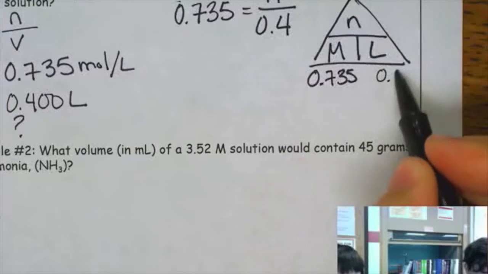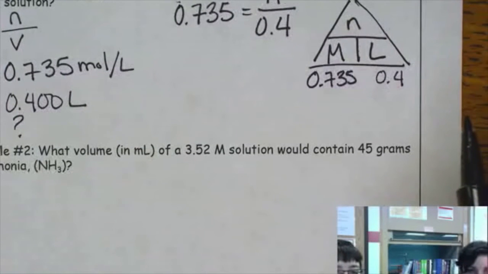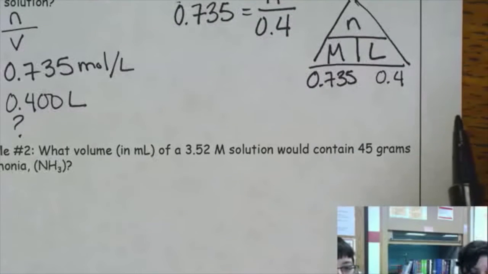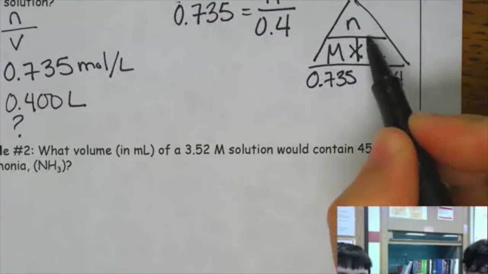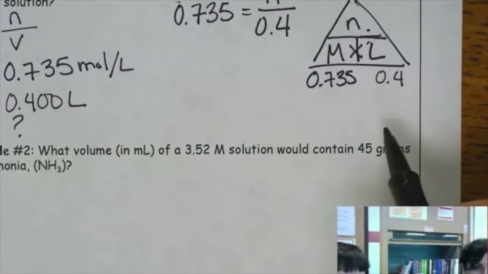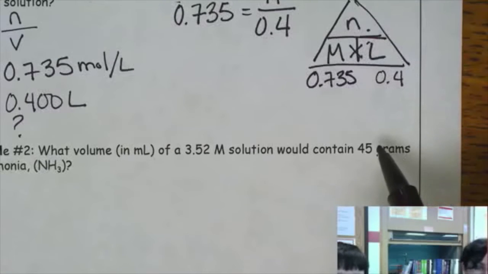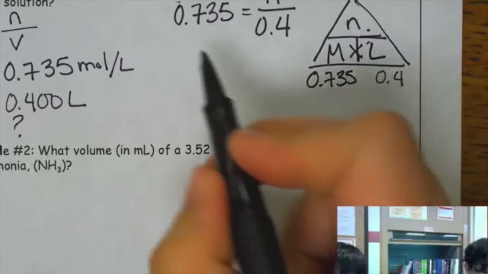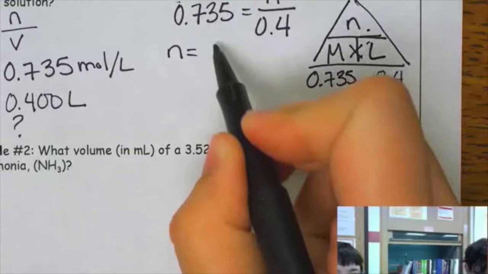Do you remember how the triangle works? To find the other one, you either have to multiply or divide. And in this one, we're going to have to multiply. That's right. If things are across from each other, we multiply, and if they're on top, then we divide. So we multiply 0.735 by 0.4 to find our moles, and I got 0.29.